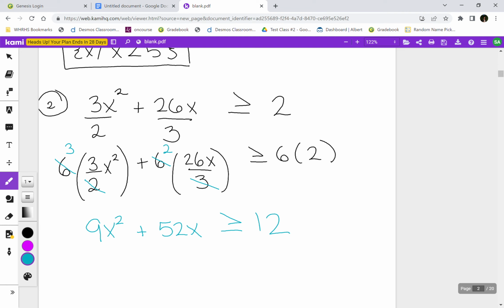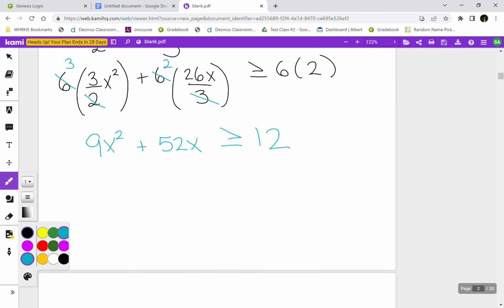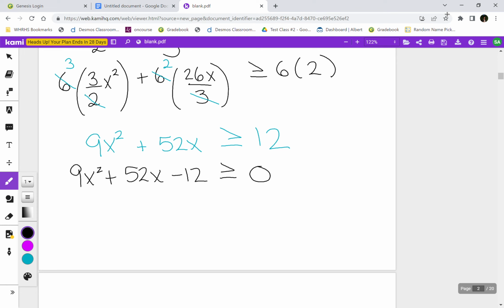Remember when we first did this, I said it's not going anywhere. It's going to keep showing up. We need to test the regions. So let's bring this 12 over. 9x squared plus 52x minus 12 is greater than or equal to 0. When we factor this, we're going to get an x minus 2 and an x plus 6.